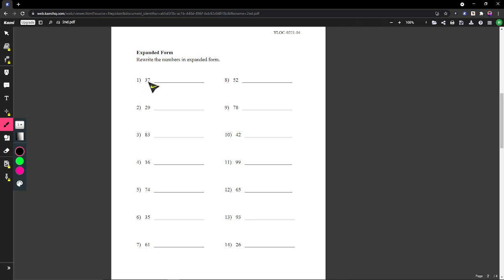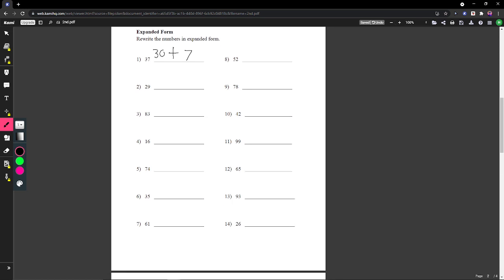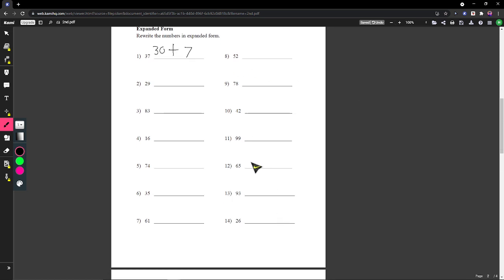So for example, we have 7 in the 1s place, meaning there will be 7 over here. And we have 3 in the 10s place, meaning it will be 30. So you would just add them together, and that should be the same answer as 37. This will apply to all of the questions from 1 through 14. So we'll be doing one more just to clarify if you're still confused.